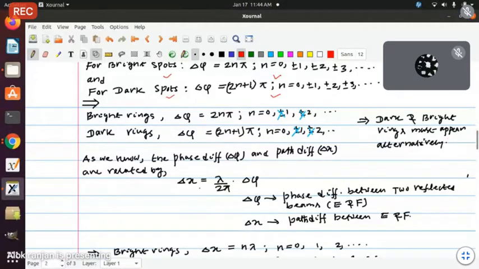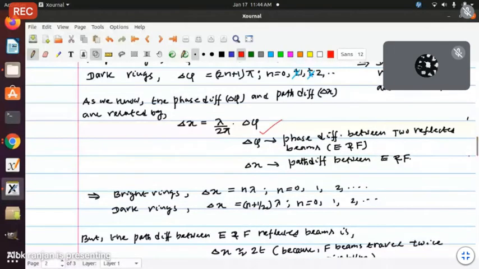And as you know, the relation between path difference and phase difference can be expressed by this expression: delta, the phase difference between the two reflected beams, namely E and F, and the path difference between them. So in terms of path difference, for bright rings this condition, for dark rings this condition. Do remember, we don't have a negative sign, as I said, because the rings are symmetric around the center of the air film, or the point of contact between the plano-convex lens and the plane glass plate.